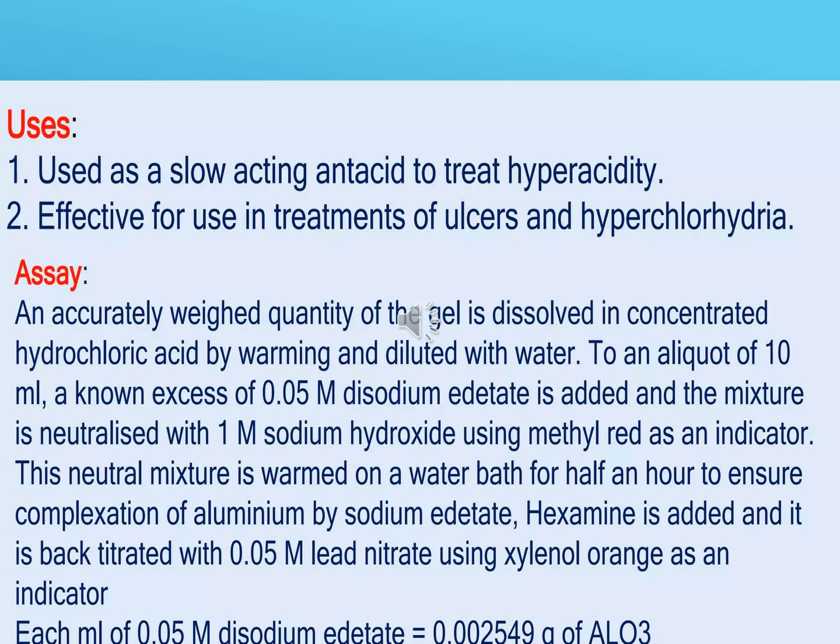This neutral mixture is warmed on a water bath for half an hour to ensure complexation of aluminum by sodium edetate. Hexamine is added and it is back titrated with 0.05 molar lead nitrate using xylenol orange as an indicator. Here is the factor for assay calculation. Each ml of 0.05 molar disodium edetate is equivalent to 0.002549 gram of aluminum oxide.